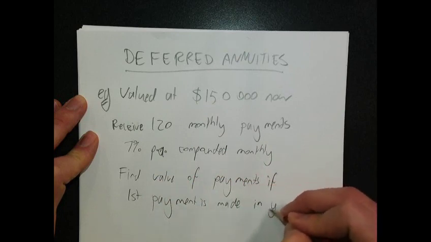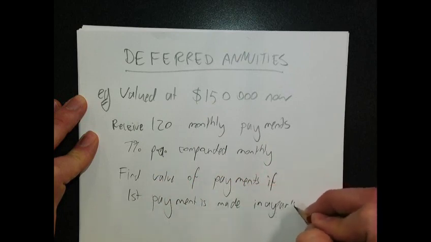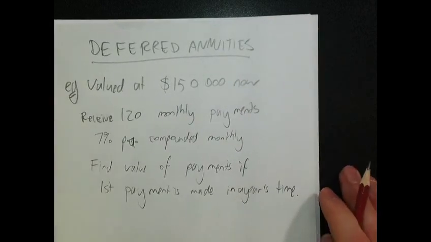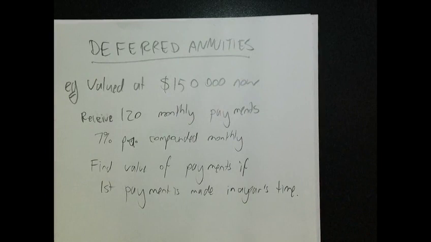I'll do a year. Okay, so this is our problem. I've got this annuity, it's valued at $150,000 now. It's going to be 120 monthly payments, 7% per annum compounded monthly. Find the value of the payments if the first payment is made in a year's time. I always like to draw a picture of my annuity.